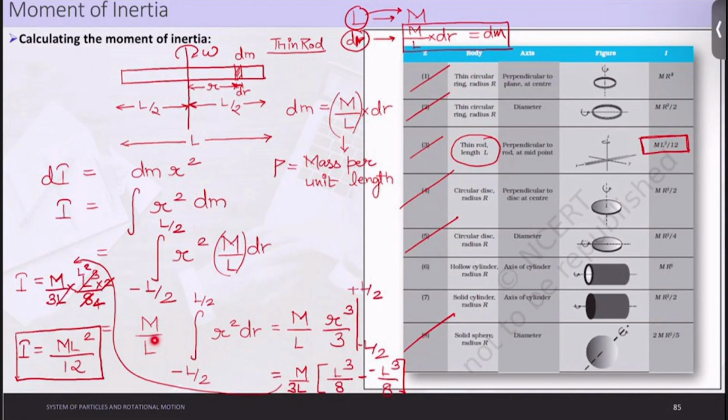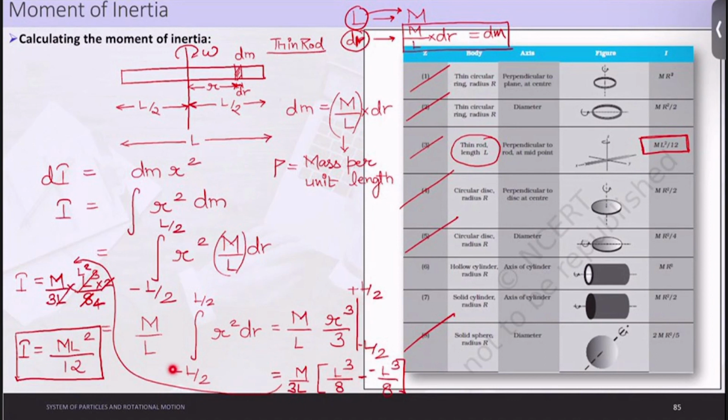What is the range of your dr? r, as you can see clearly here, varies from minus L by 2 to plus L by 2, so that the complete range is covered. Therefore, we will just write minus L by 2 to plus L by 2 here, and just simple integration. So r square dr integration is r cube by 3. Simple rule of integration is being used. And then the values of L by 2 and minus L by 2 are put.